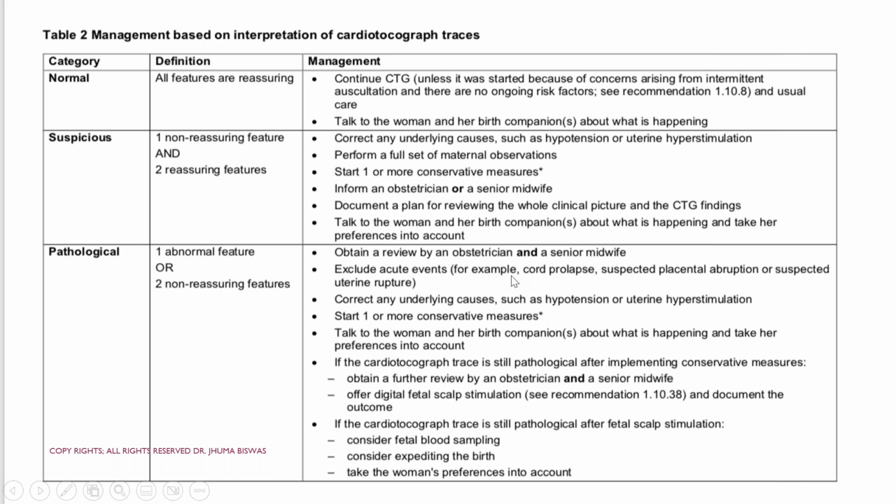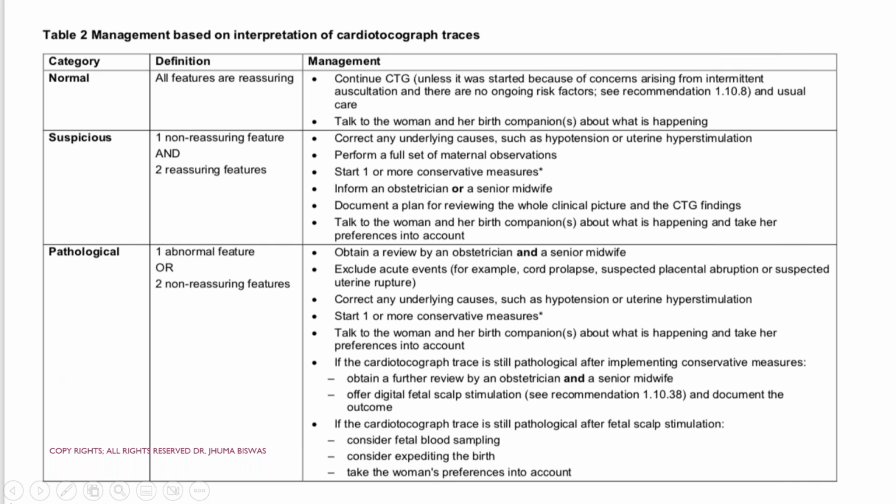So when the midwife sees that the CTG is pathological, they always need to inform the senior midwife or the obstetrician. Then you have to look out for acute events like abruption, rupture, or cord prolapse: whether there's any cord prolapse, an abruption, or any scar rupture. Then find out any underlying causes like hypotension or hyperstimulation. Give her fluids, change the position, talk to the woman and her partner about the situation, and then review the CTG.